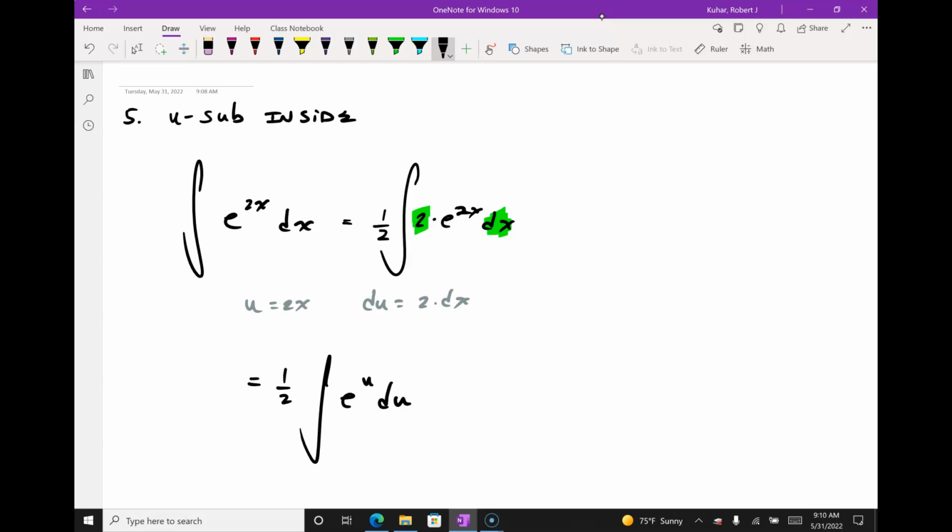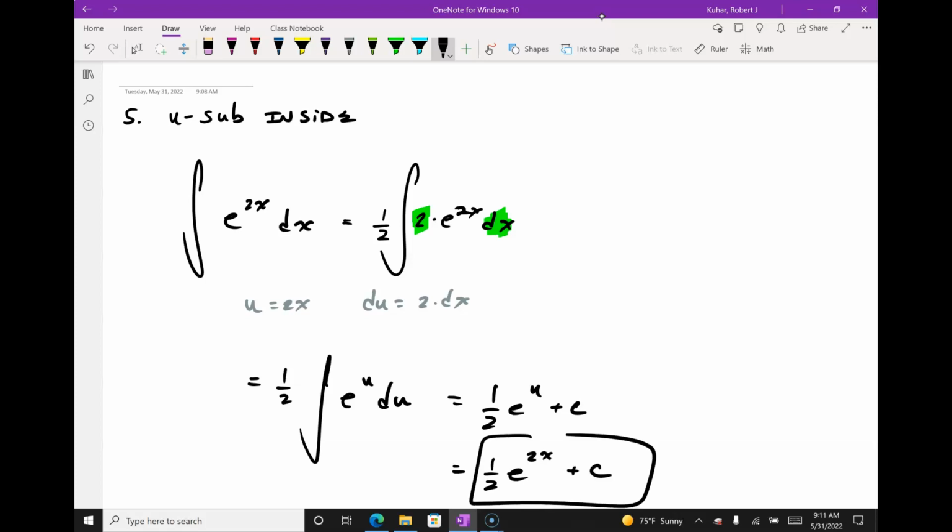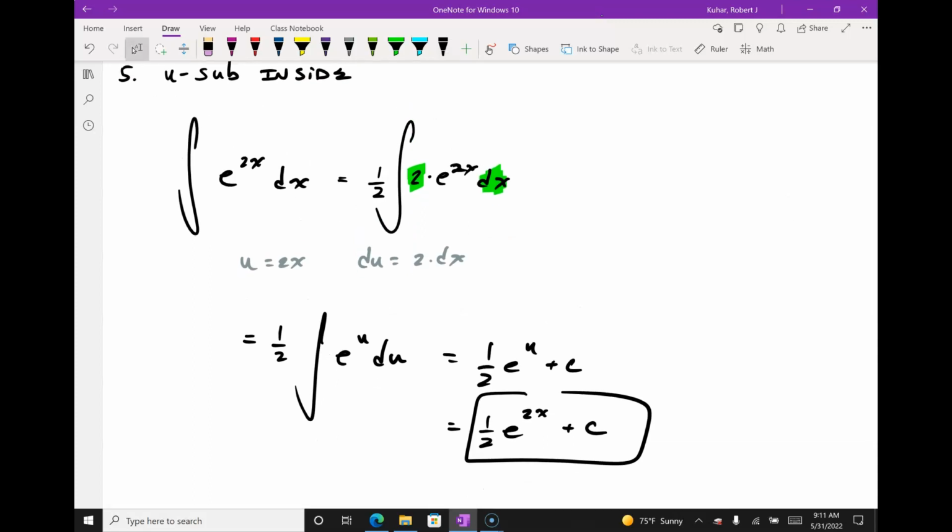Oh, but I recognize e to the x as a derivative, right? What did I take a derivative of to get e to the x? I took a derivative of e to the x. So I get 1/2 of e to the u plus c, and u is 2x. So it will be really, really clear that there's an inside.